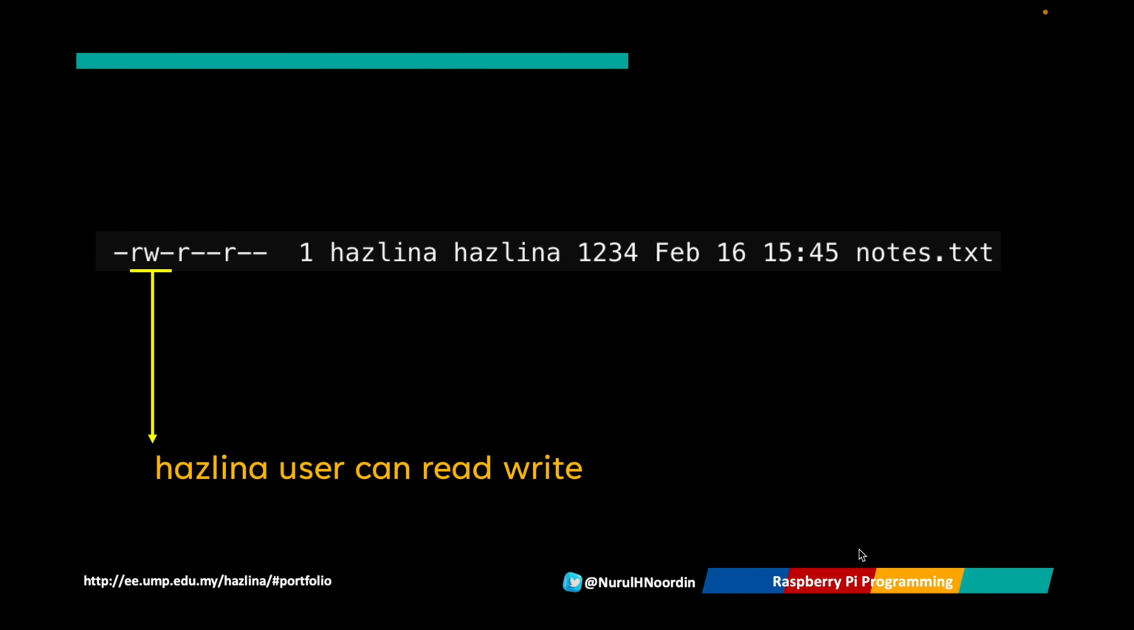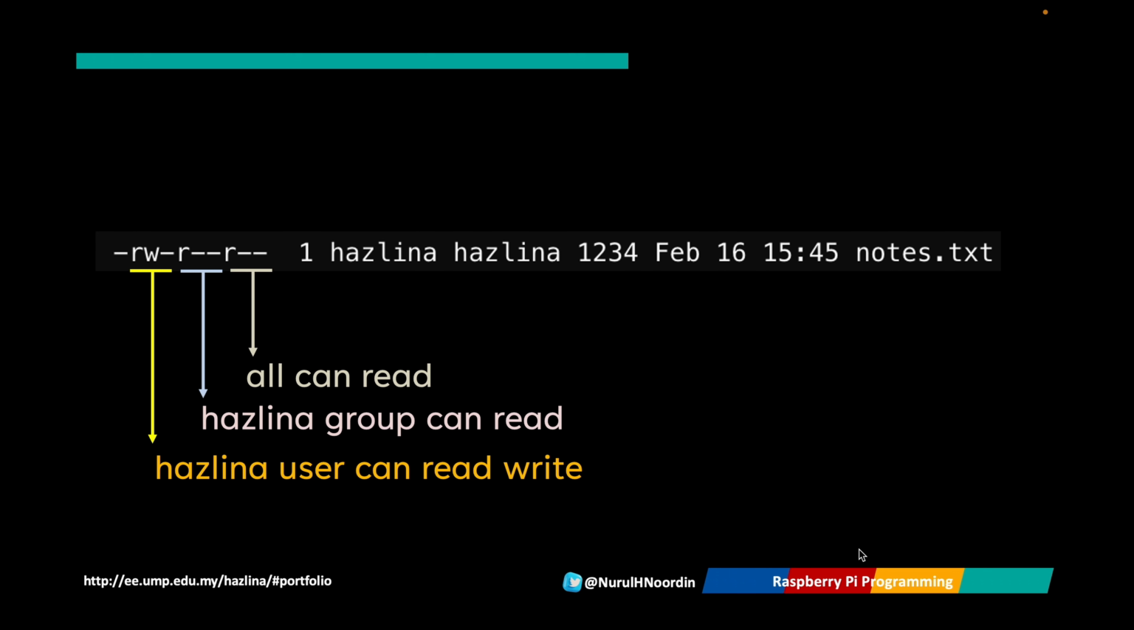The owner, Hazlina, has read and write permissions, meaning she can view and modify the file. The group, Hazlina, has read-only permissions, meaning they can view the file but cannot modify it, whereas the others also have read-only permissions, allowing them to view but not edit the file.